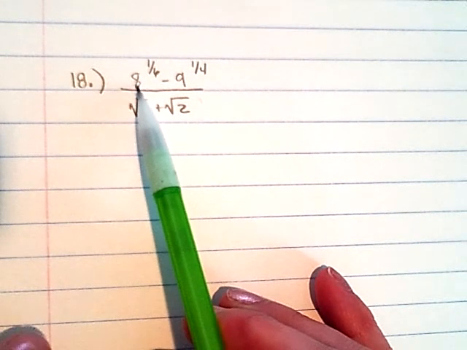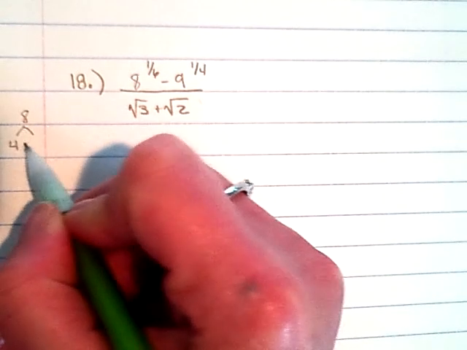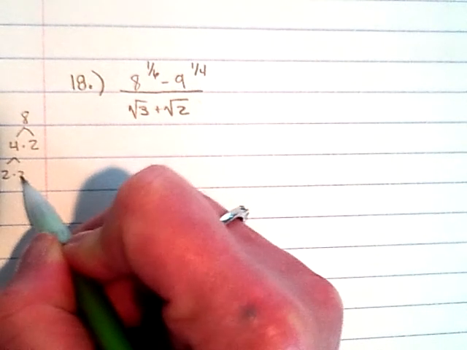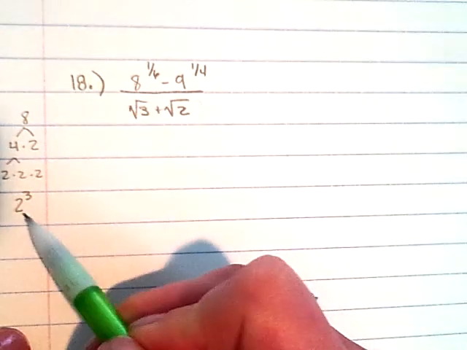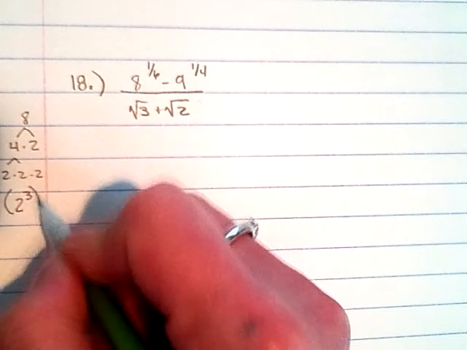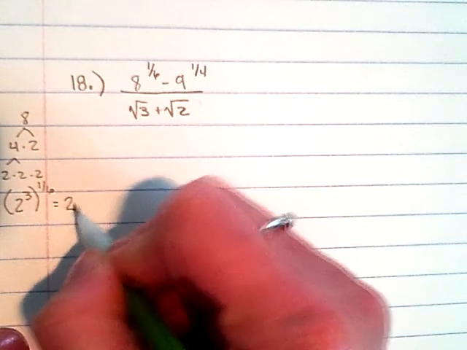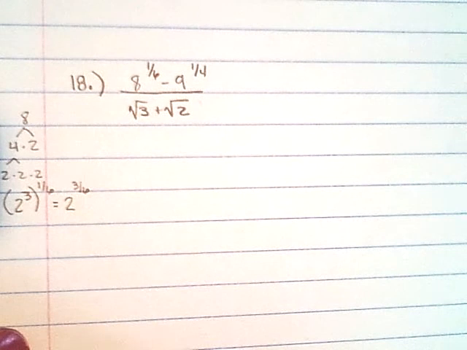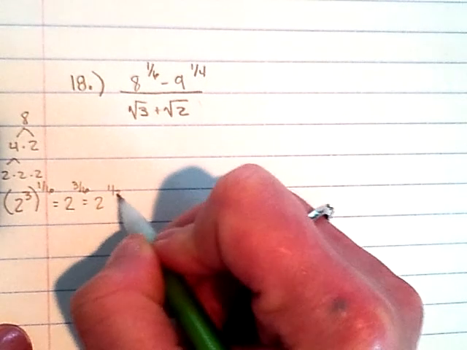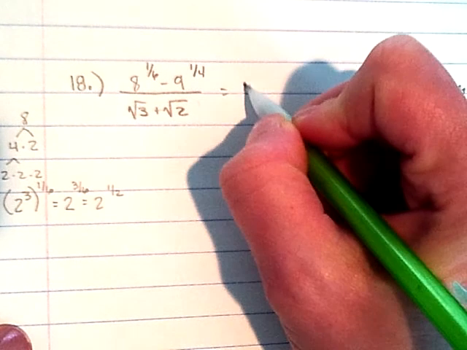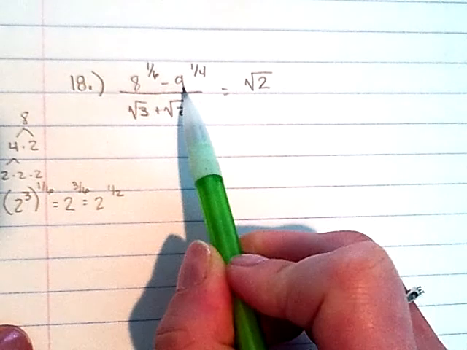So if I look at 8, I know quickly that 8 will factor down into 2 cubed. So what I really have is 8 is 2 cubed raised to the 1/6 power, which is equal to 2 to the 3/6 power, or 2 to the 1/2 power, which can be written as the square root of 2.